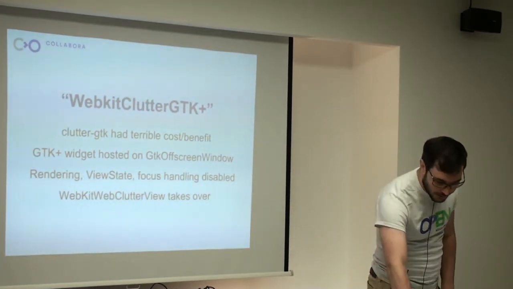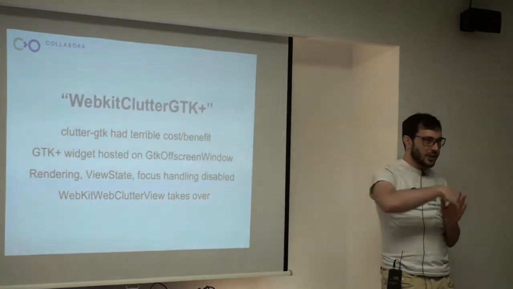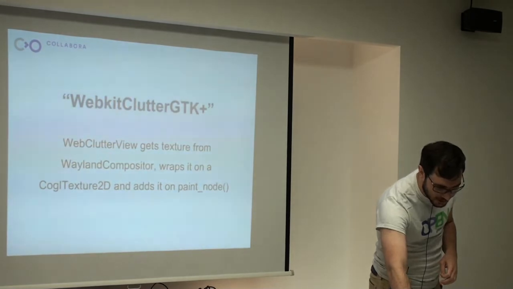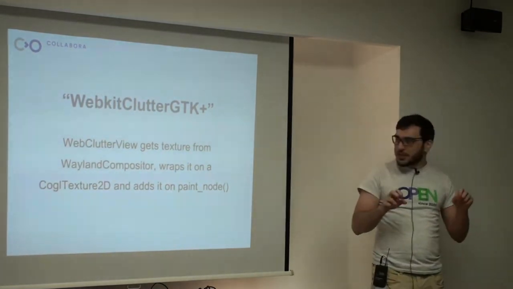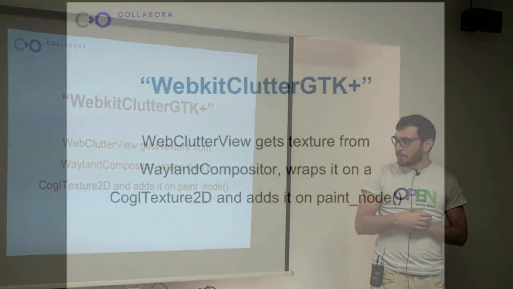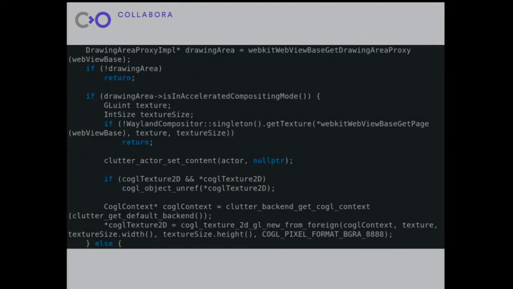And one good thing that we got from that is that we no longer need to go through the GTK widget for rendering. So instead of using the rendered GTK widget to show inside the Clutter actor, what we actually do now is we do the same as the GTK port does. We get the texture from the Wayland compositor, just like GTK does. We wrap it in a Cogl texture 2D, and we add it to the paint node of the actor. So the code is very simple.